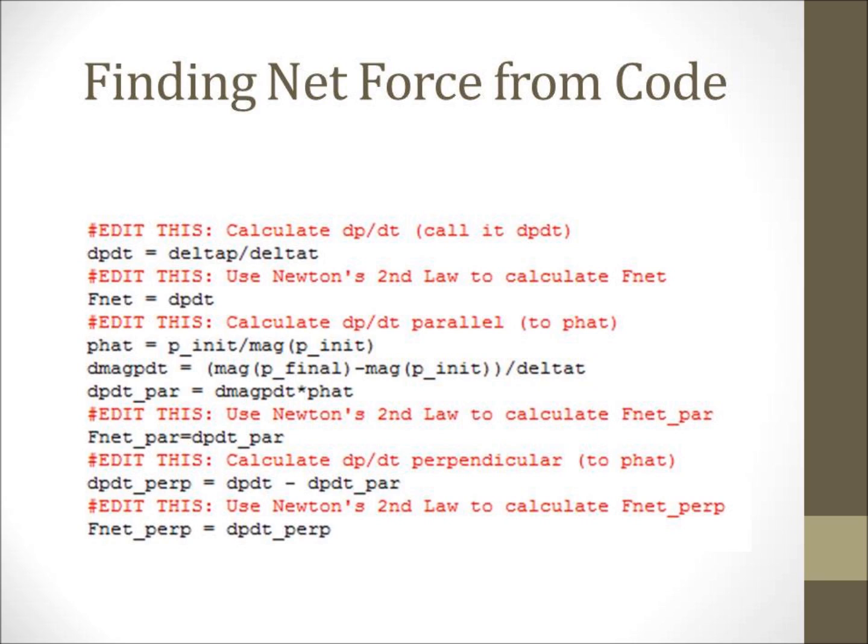We should not forget that p hat is our unit vector, which is the initial momentum over the magnitude of the initial momentum. dp over dt in the parallel direction is equal to the magnitude of the final momentum minus the magnitude of the initial momentum divided by delta t. dp dt in the perpendicular direction is then just dp over dt minus dp over dt in the parallel direction.